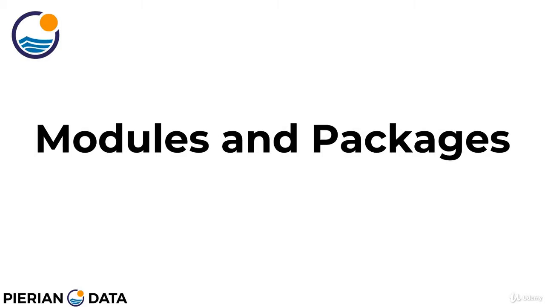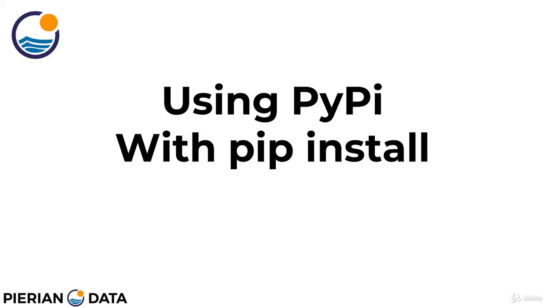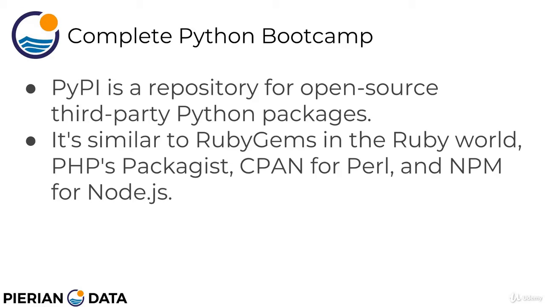Welcome everyone to this section on modules and packages. In this lecture, we're going to start off by talking about PyPI with pip install. PyPI is a repository for open source third-party Python packages. And if you've worked with other programming languages, it's similar to RubyGems in the Ruby world, PHP's packages, CPAN for Perl, and NPM for Node.js.